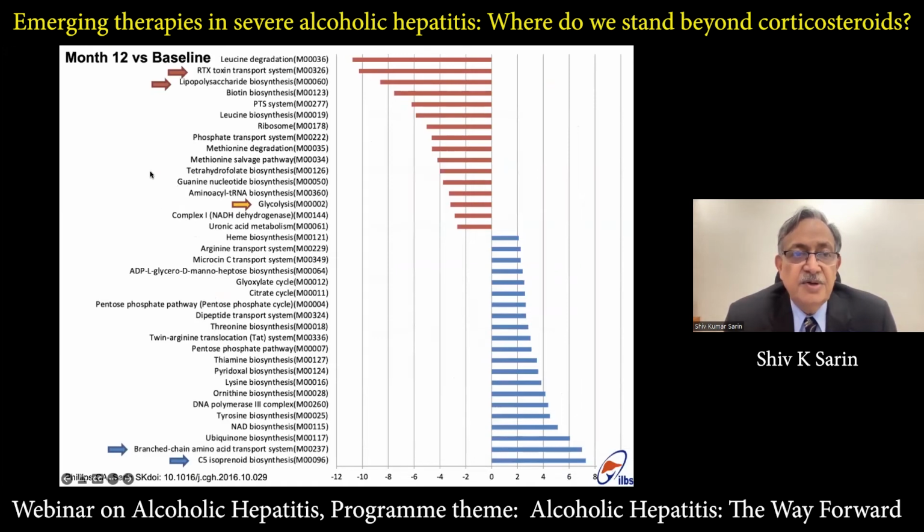And this I'm not going to detail, but at 12 months also, several of these, especially the branch chain amino acid and isoprenoid biosynthesis, remained good.